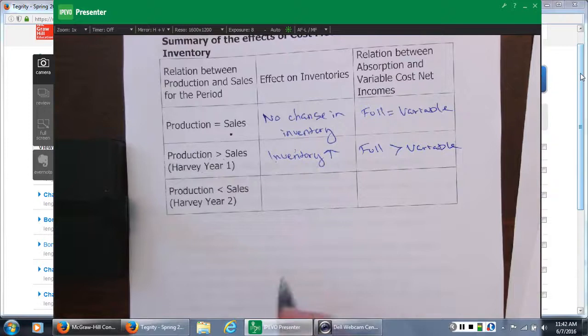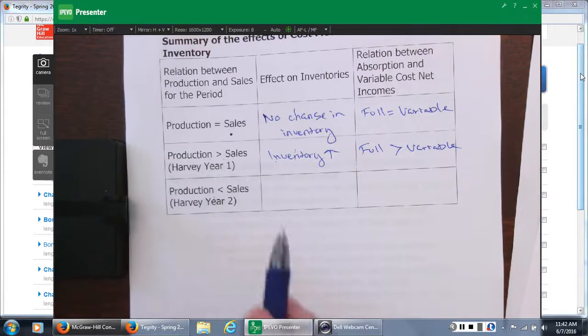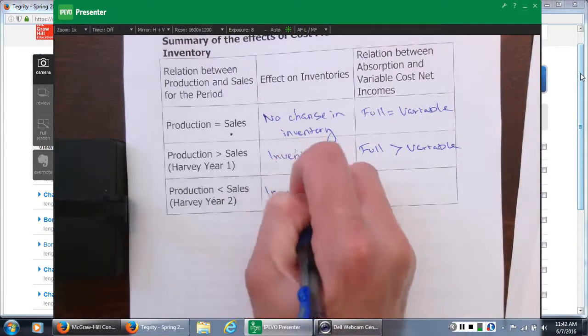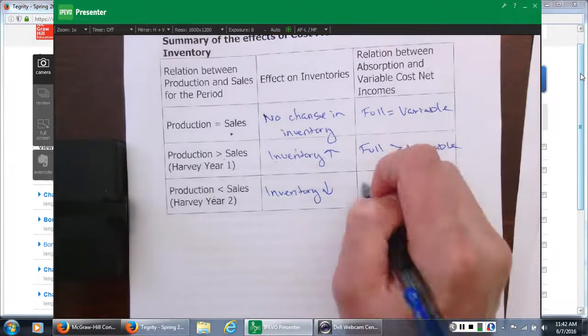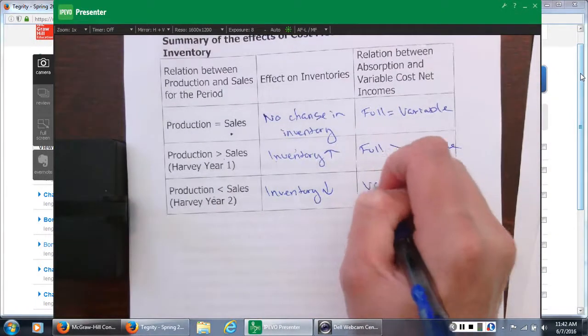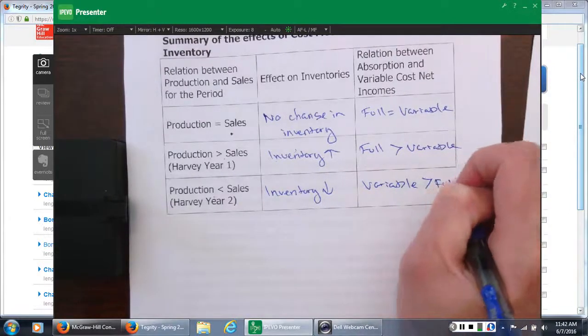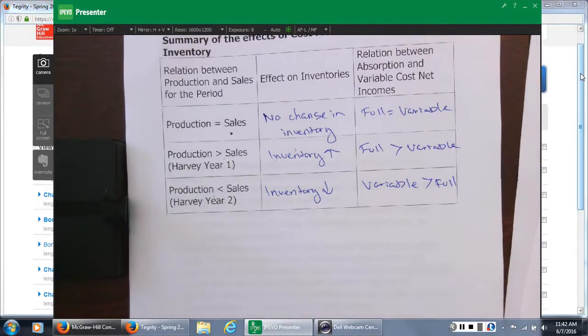Okay? Then we come over here and we look at the situation where production was less than sales. That was Harvey year two. When we sold off our beginning inventory, what happens, right, is inventory goes down because we sold off our beginning inventory, and that means that variable costing income will be more than full costing income. And always the difference between the two is that fixed overhead that's attached to inventory. Okay.